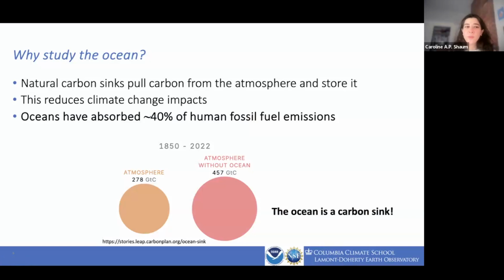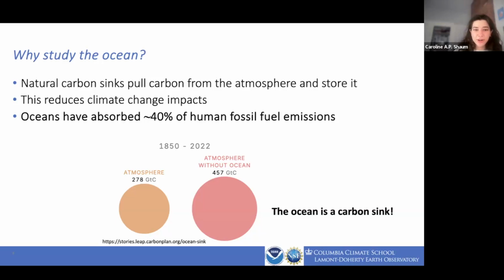So, why does our group study the ocean? The ocean is what is called a carbon sink. Just like with land, how you learn when you're younger about trees and plants absorbing CO2 from the atmosphere, the ocean does the exact same thing. So this natural carbon sink will pull carbon from the atmosphere and store it within the ocean. And this concept reduces climate change impacts. So up until now, the ocean has absorbed about 40% of human fossil fuel emissions. And without the ocean absorbing those fossil fuel emissions, the effects we would see of global warming would be far worse than they are now.